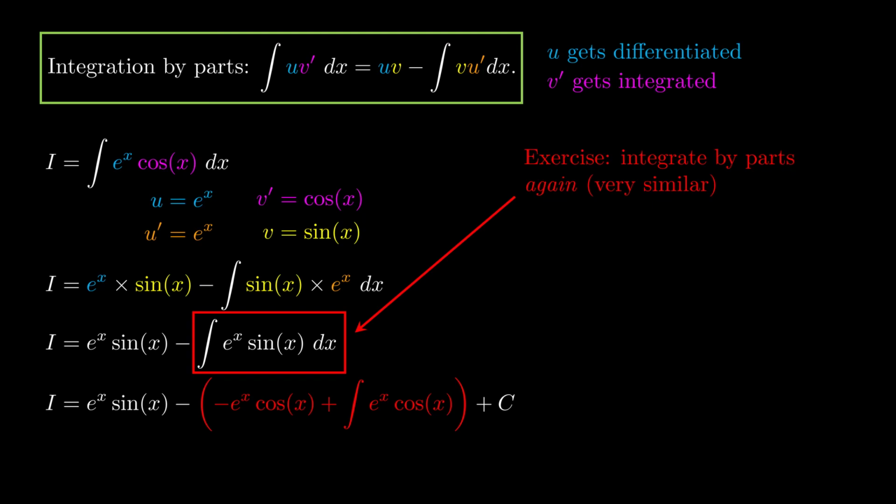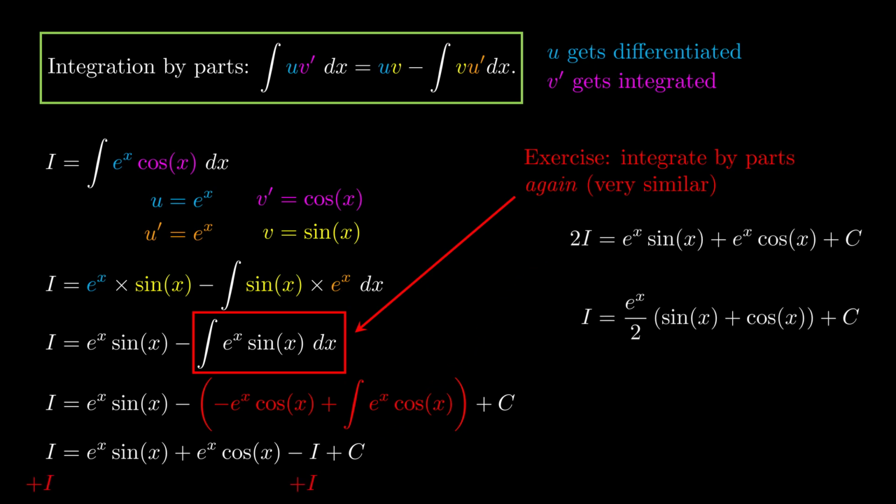The special thing about this is that the e to the x cos x getting integrated is not just similar, but exactly what we started with. And so I itself features on that right-hand side. You can add I to both sides, bring it across to join the I you've got on the left, and what you're going to get is this, where 2I equals e to the x sine x plus e to the x cos x plus a constant. And so I will be half of that, and that's going to be your final answer.